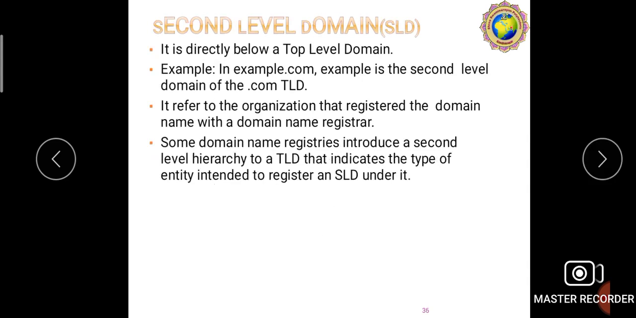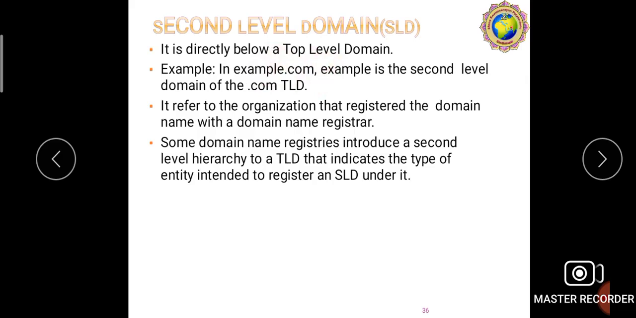Next, second level domain, SLD. The second level domain is directly below the top level domain. First of all, the top side domain is known as the top level, and the second level is directly below the top level domain. For example, in example.com, example is our second level domain of the .com TLD. So here example is our second level domain, and .com is our domain extension.